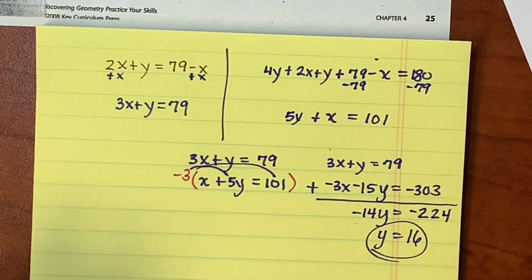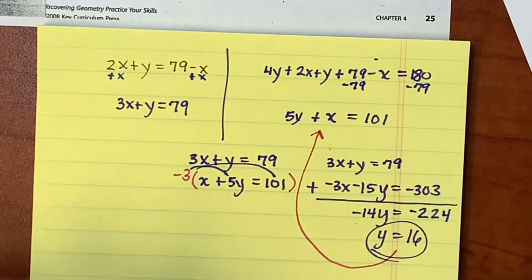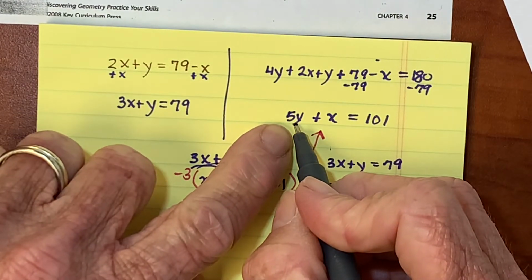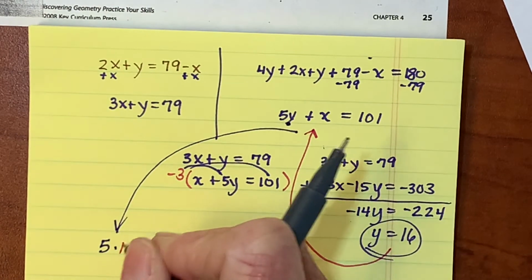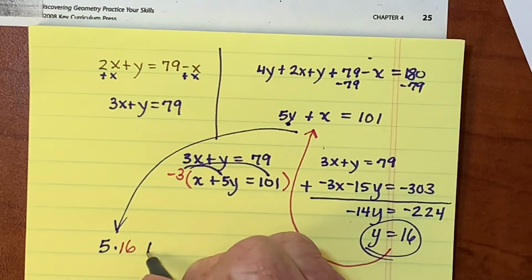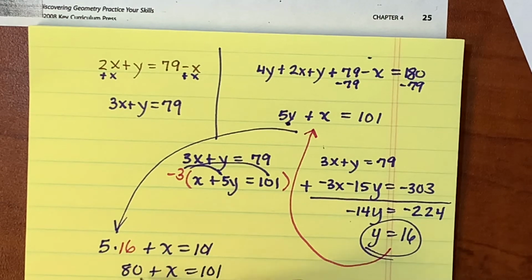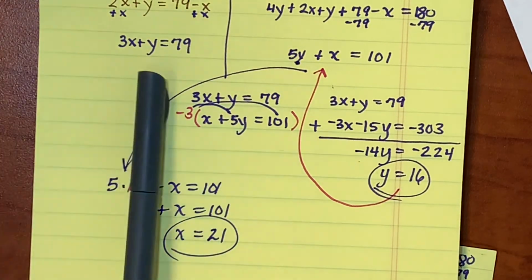And it also asks us to find x. You could plug back into either one of these two equations. I think I'll plug it into this one. So now that I know that y is 16, I can do 5 times 16 plus x equals 101. That's going to give us 80 plus x equals 101. Subtract 80 from both sides and you get that x is 21. So x was 21 and y was 16.